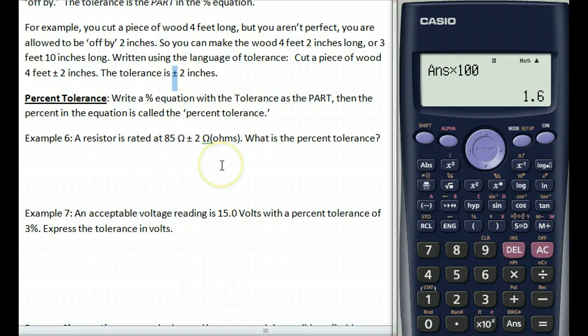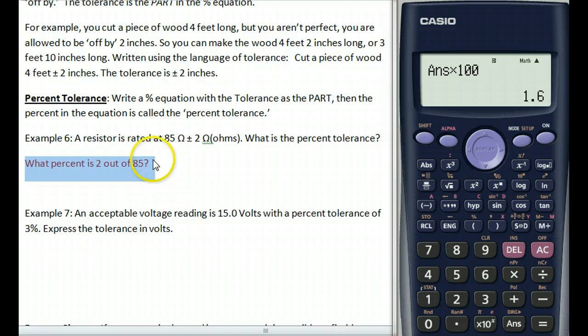I want to write a percent equation with the tolerance as a part, and then I'm going to calculate the percent. So here we are, a resistor. So this is electricity. A resistor is rated at 85 ohms plus or minus 2 ohms. So it could be 87 ohms or it could be 83 ohms. I want to know what the percent tolerance is. So I want to know what 2 out of 85 is as a percent. So what percent is 2 out of 85? That's what this question is really asking.